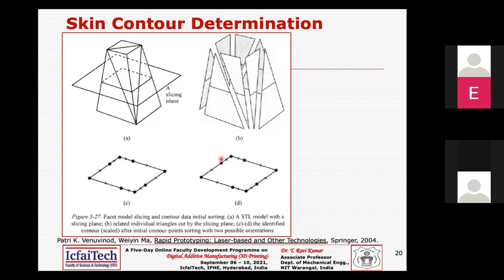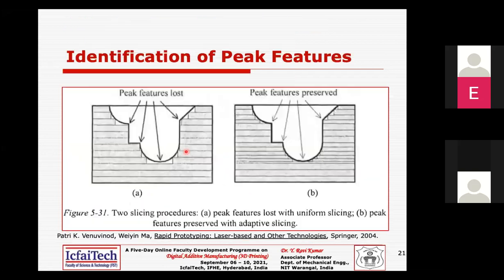Then you have two possible scenarios here. Either you can join these points in a clockwise direction or in an anti-clockwise direction, which means it is either an inner feature or an outer feature. That will distinguish the notation that you adopt here. Once you get this contour, you have the skin contour, meaning the outer contour.